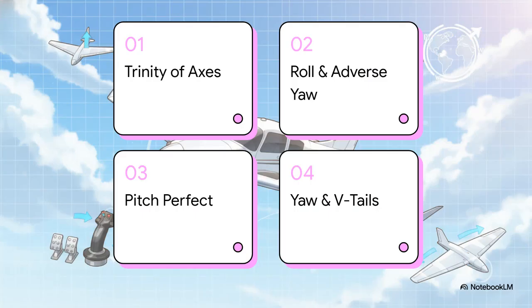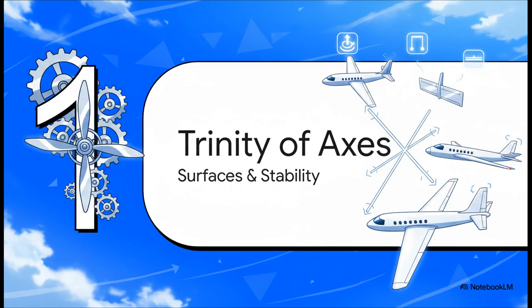Here's what we're tackling today: the holy trinity of axes, roll and adverse yaw, pitch perfect, and finally, yaw and V-tails. Starting off with Part 1, the holy trinity of axes. We're looking at control surfaces, axis of rotation, and stability.